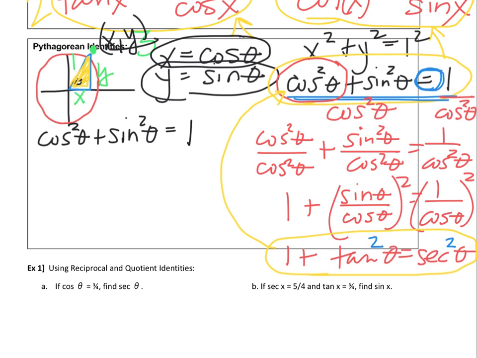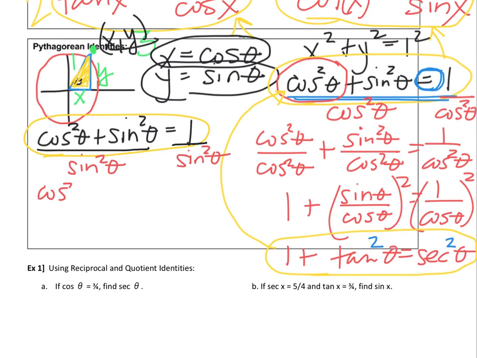So what I did is I wrote the Pythagorean identity, the original, right here. So we're going to do the same thing. We're going to divide each side. This time we're going to divide by sine squared of theta. So do that to each side. And I'm going to get cosine squared of theta over sine squared of theta plus a 1, because sine squared of theta divided by sine squared of theta is 1. Then over here I'm going to get 1 over sine squared theta.